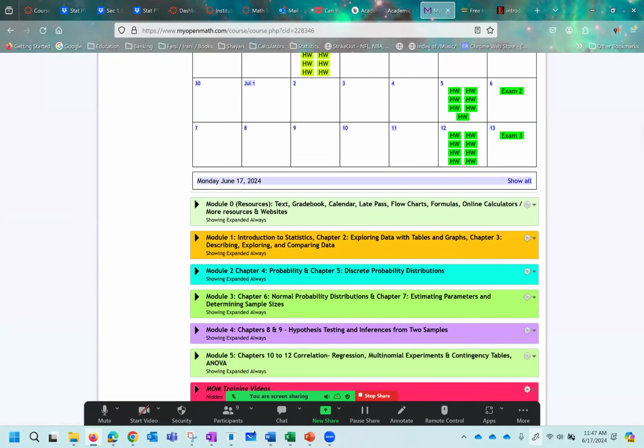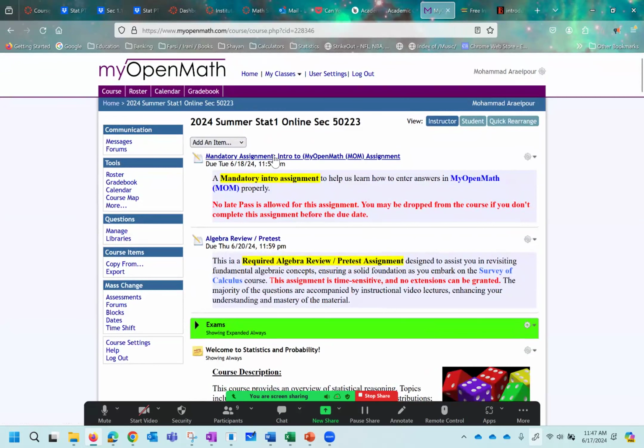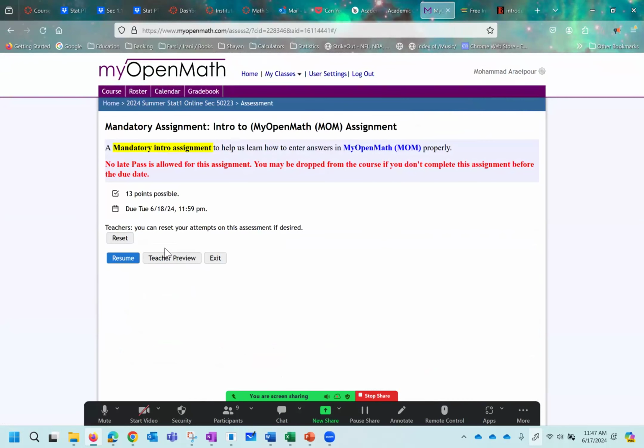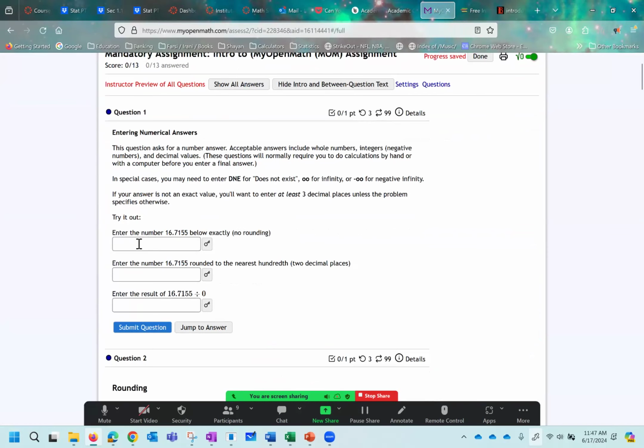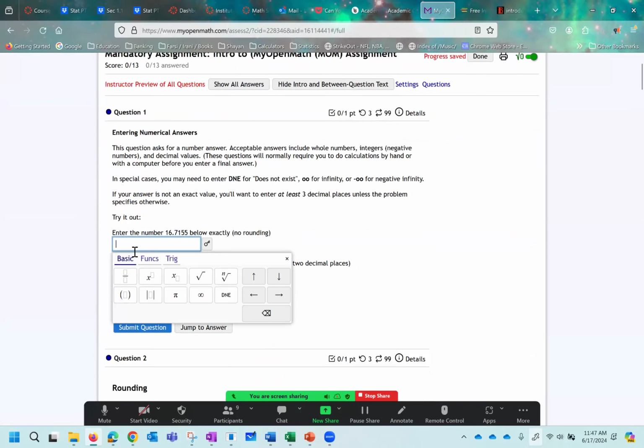So I want to show you what happens when you are doing your homework. The first one is introduction to my open math. So when you go there and you want to start, the very first thing says, enter the number, just the way it is. And if you click on this rectangle, it brings up the math editor.